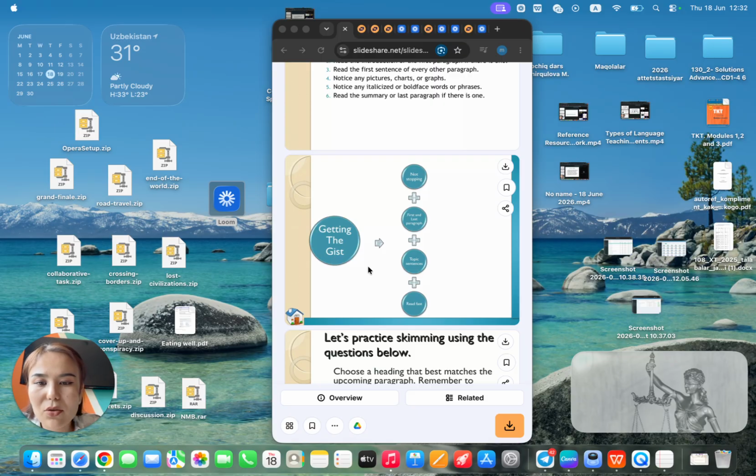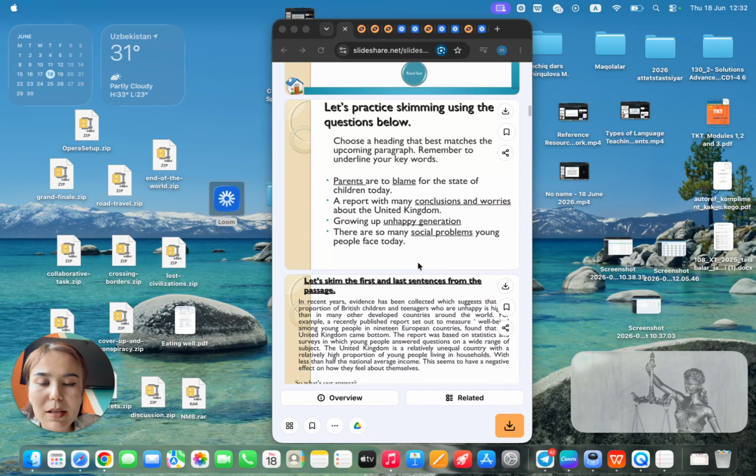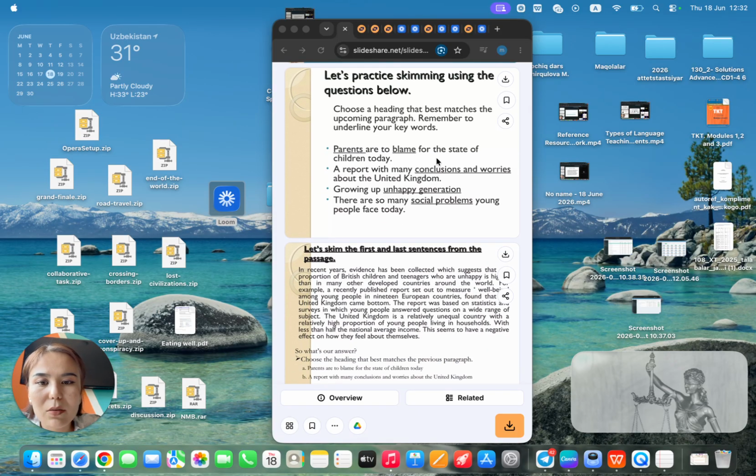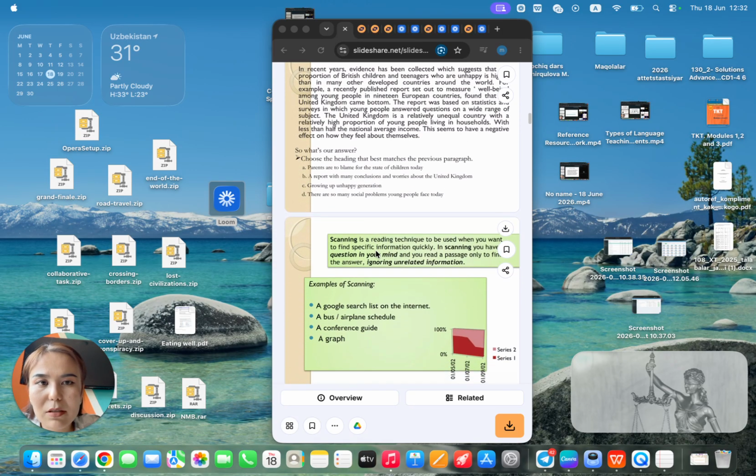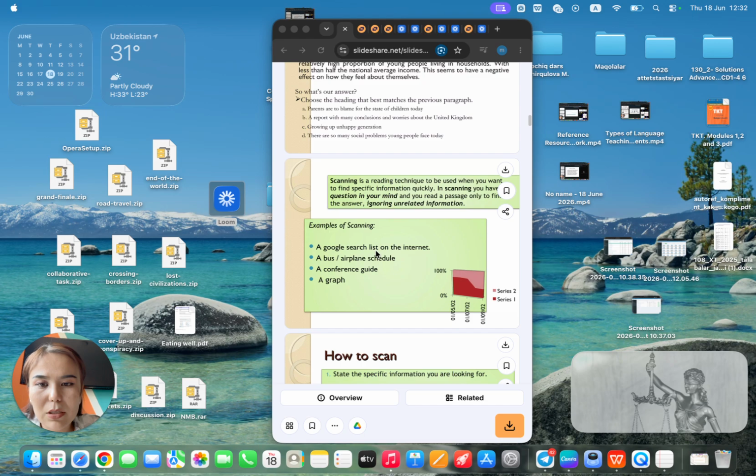So we have the chart. It is easier to know: getting the gist, not stopping, first and last paragraph, topic sentence, and read fast. Run your eyes. Let's practice. So there is a given practice with some parts of the text with questions. So we can practice in the next lessons together.